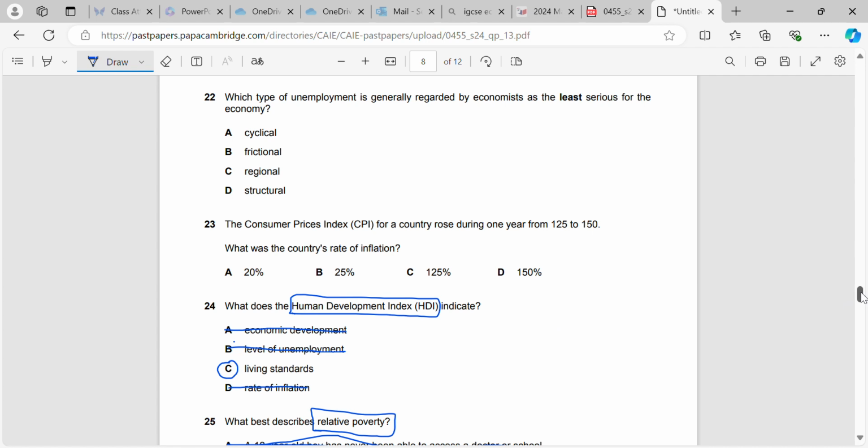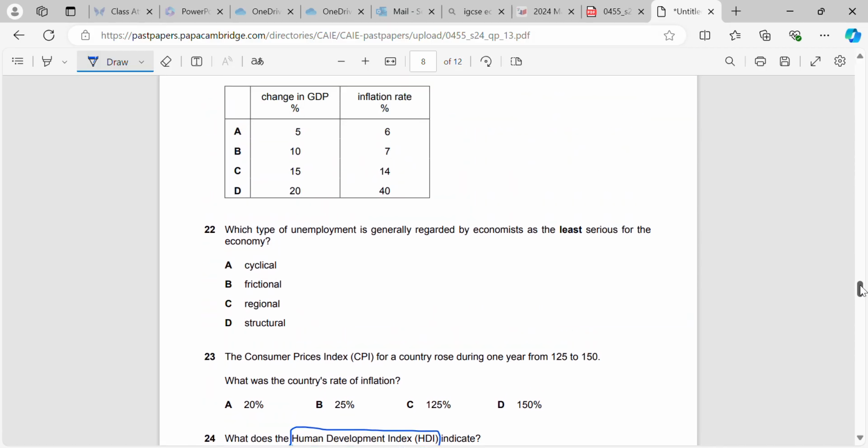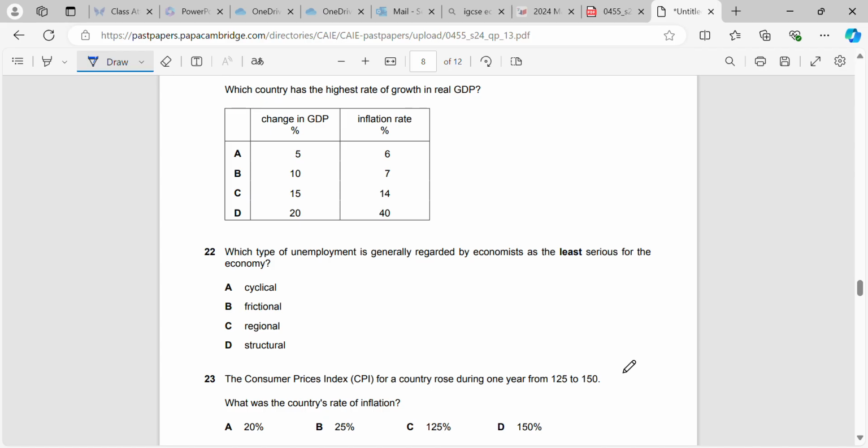HDI, and you can check out those living standards in the Unit 5 slides for that chapter, measures through a number of different indicators what the living standards are of different countries. So not necessarily how much money they have, but what the standard of life is like.